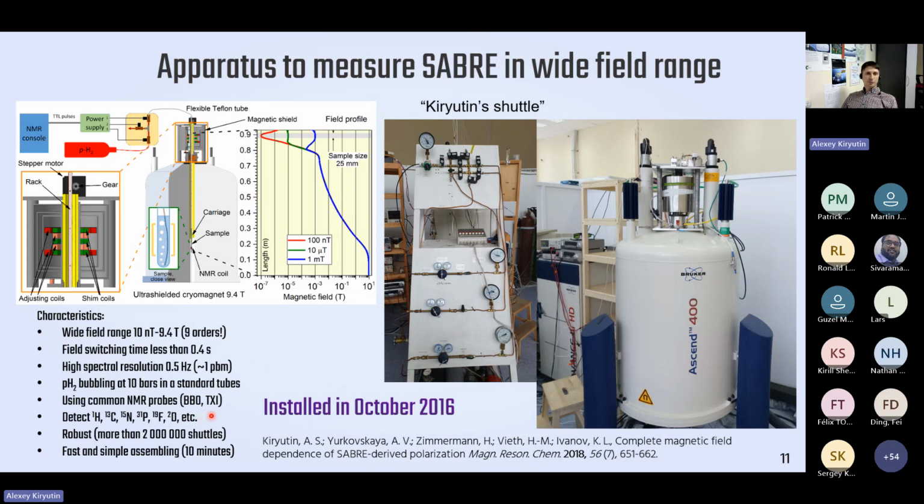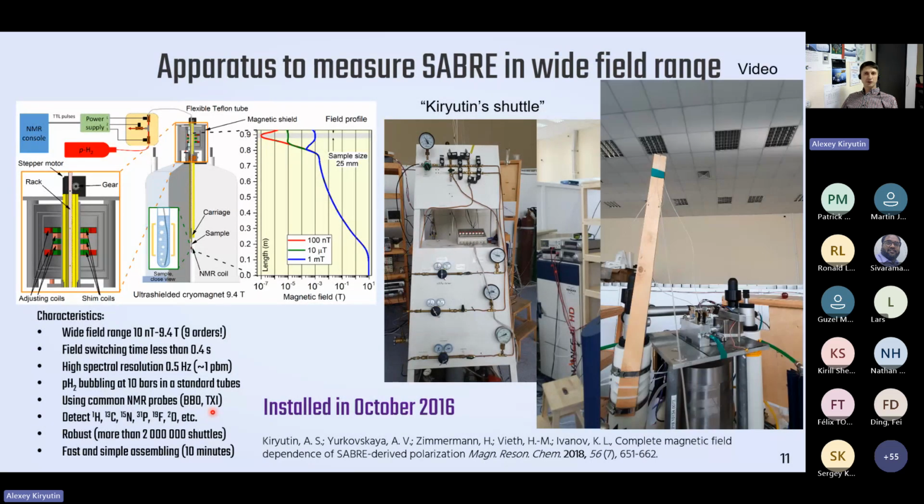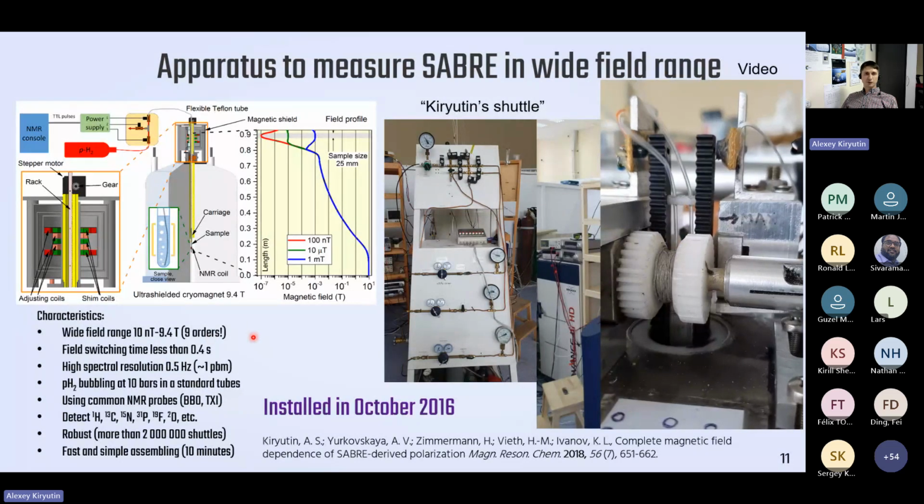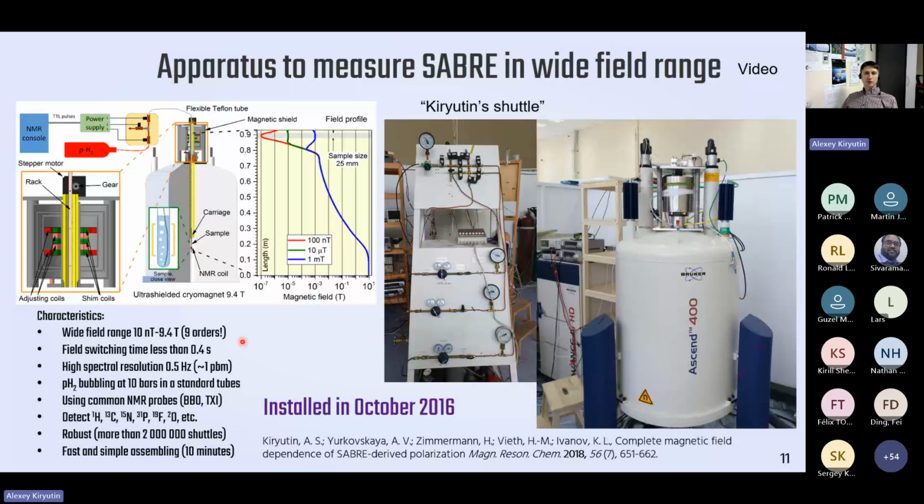The setup is highly robust. Since it started, it has performed over 2 million sample movements. The video clip demonstrates real-time sample movement, which is sufficient for the majority of experiments. The whole setup is controlled by the PC directly from the TopSpin pulse program.